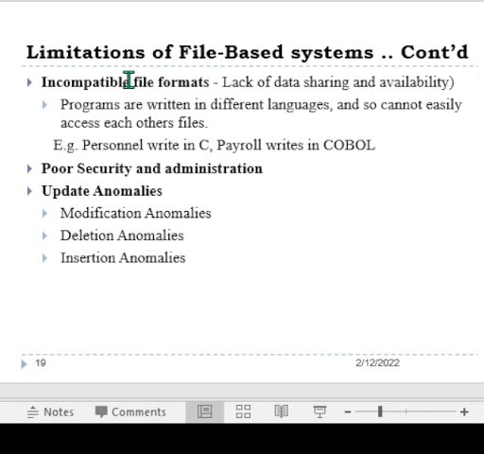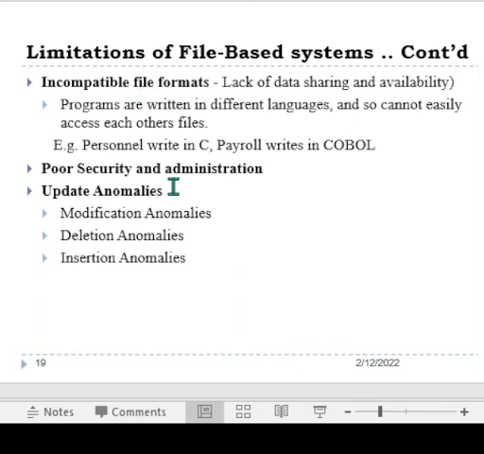The other one is incompatible file format, and lack of data sharing and availability. Programs are written in different languages and so cannot easily access each other's files. In the case of this limitation of the file-based system, we can store, retrieve, or access the data by using a programming language such as C, PL/I, or COBOL. So there is an incompatible file format.